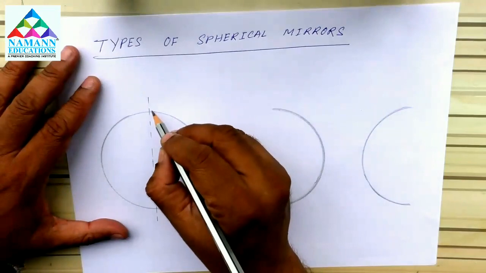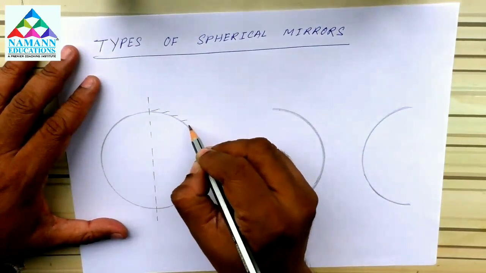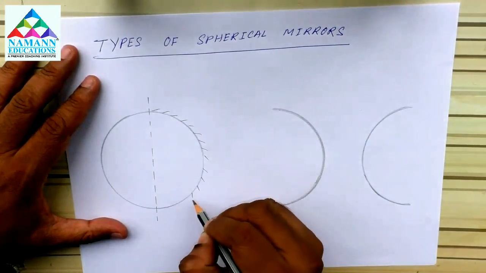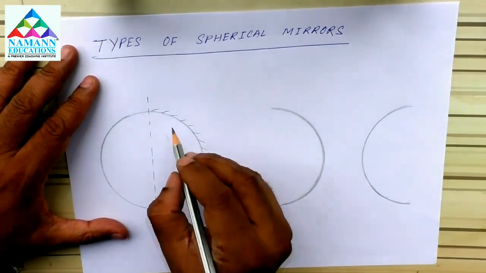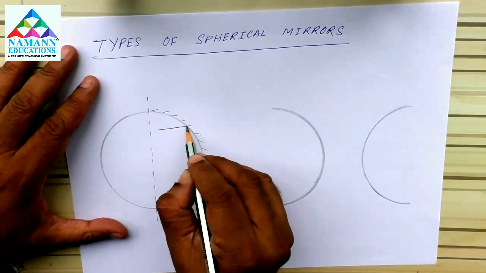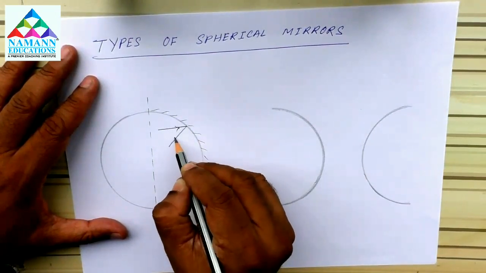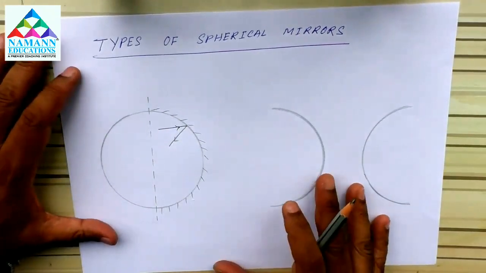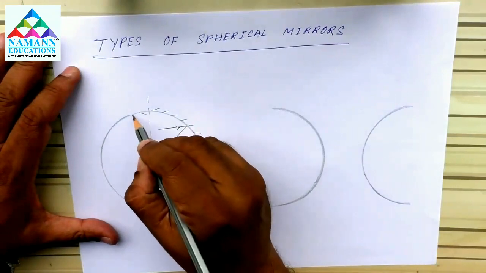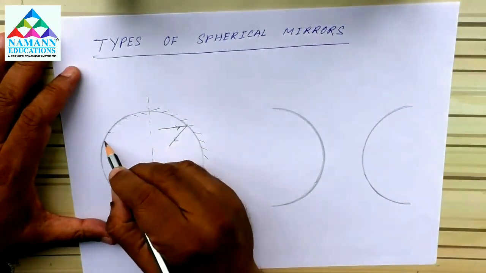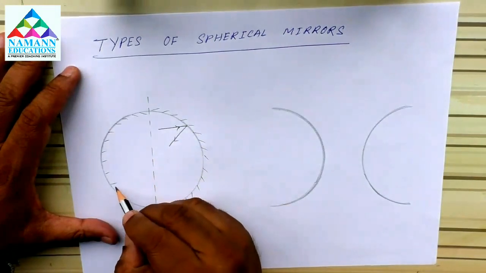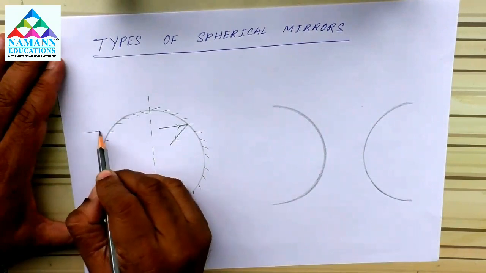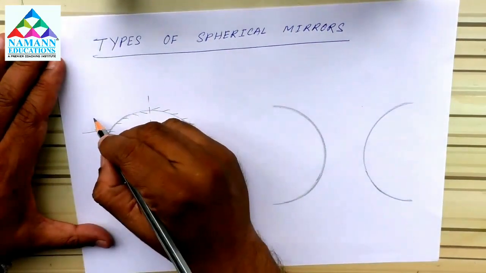If I polish one part from the outer side using shiny metal or alloy, then reflection of light will take place from the inner surface, or we can say the concave surface, or bent in surface. And the other part, if I polish it from inside, then the reflection of light takes place from the outer side.